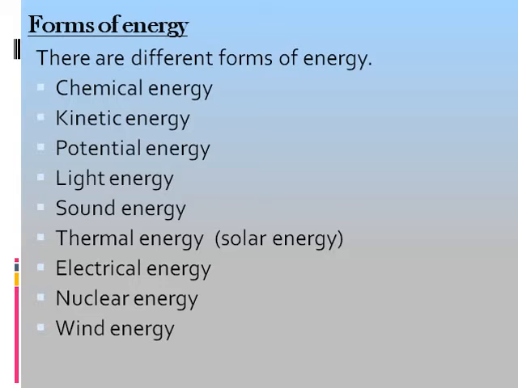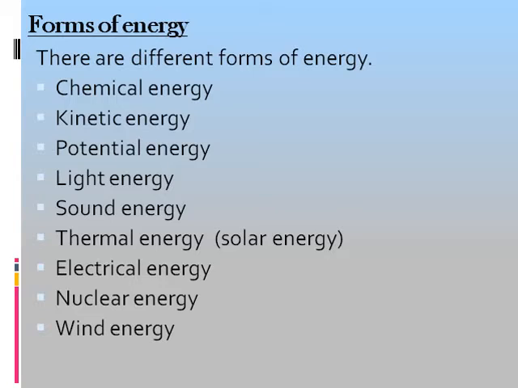The next is light energy, the energy which is coming from the sun. Sound energy, sound is also a form of energy. Thermal energy, heat energy, we can say. The energy which is also coming from the sun is solar energy. Electrical energy is one of the most used forms of energy, a flexible form of energy, easy to use, easy to control, easy to transport. Electrical energy is one of the most important, because ultimately all forms of energy are finally converted into electrical energy, which we are using.